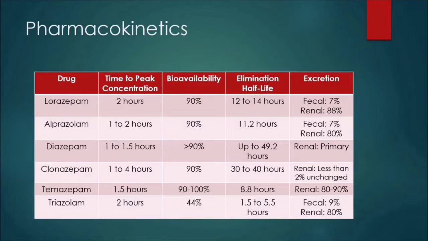In alprazolam, the time to peak concentration is 1 to 2 hours, the bioavailability is 90%, the elimination half-life is 11.2 hours, the excretion is fecal 7% and renal 80%.